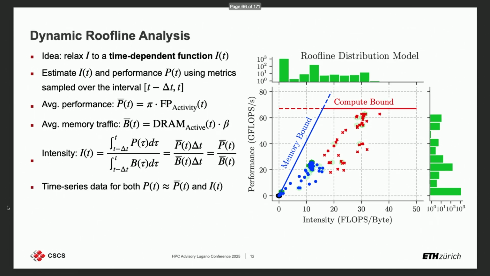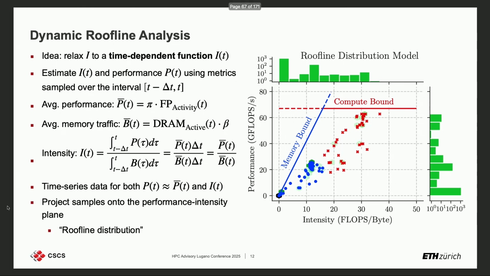Essentially what this gives you is time series data for both the performance, which we can approximate via these averages, and the intensity. If you take all of these samples for the workload and project them onto this performance-intensity plane, you get what I like to call a roofline distribution model. It is the same type of model that we had before, but now a workload is not represented by a single static point anymore, but rather by a distribution of samples over the workload length.